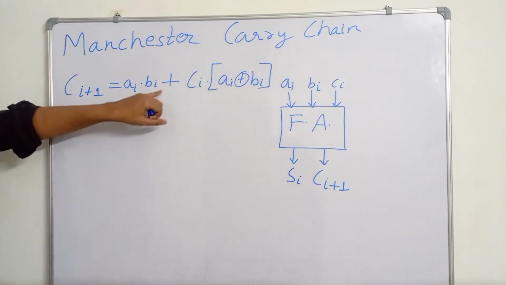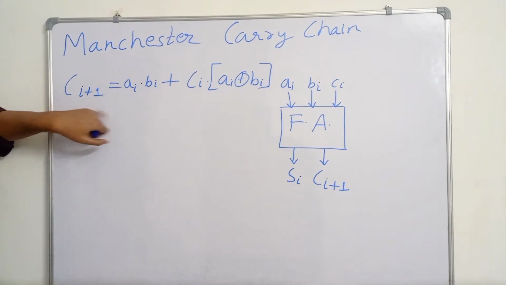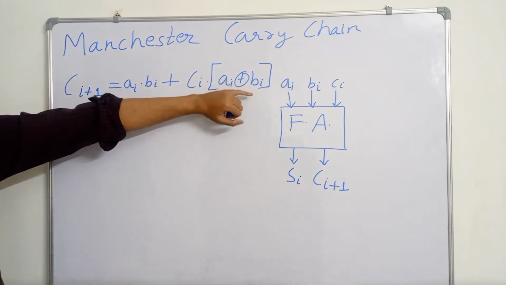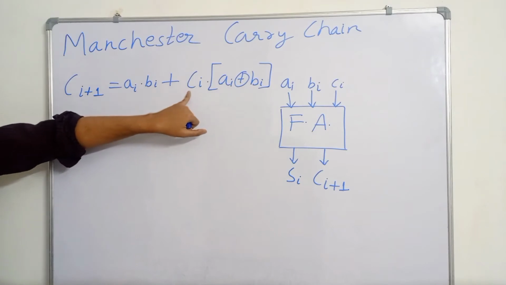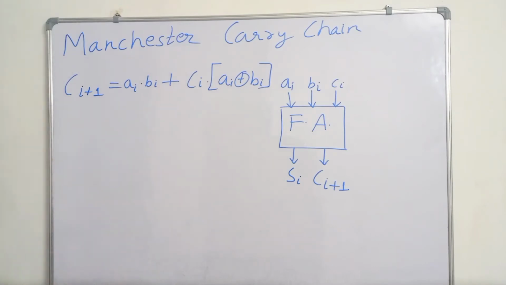So if A and B both are 1, then we will have a carry out, or if either of A and B is 1 and Ci is 1, then we will have a carry out. So Ci plus 1 is your carry out. So this is the condition for the carry out to be 1.